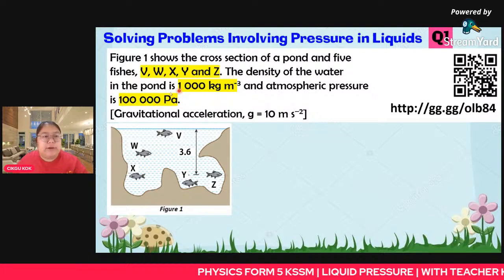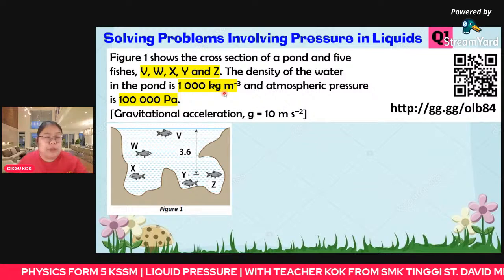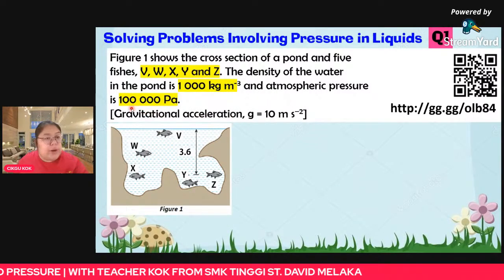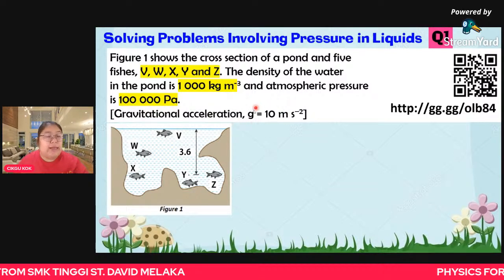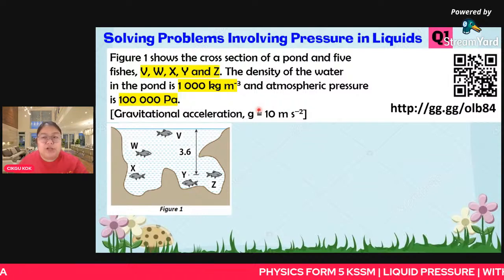The density of the water in the pond is 1,000 kilogram per meter cube. They give you the density of water. Atmospheric pressure is also provided: 100 kilopascal. For gravitational acceleration, they want us to use 10. Now, what do they want?